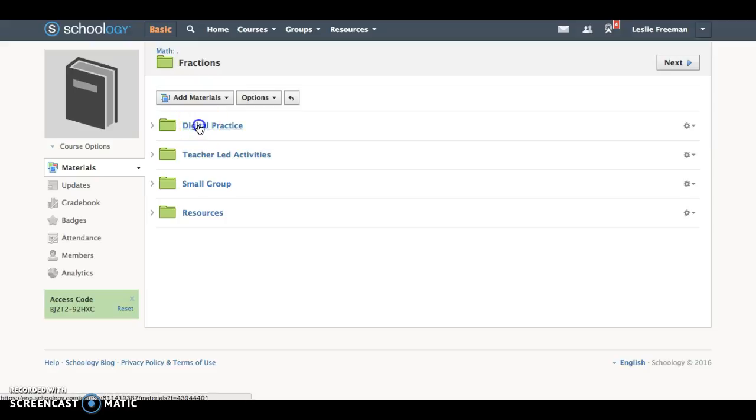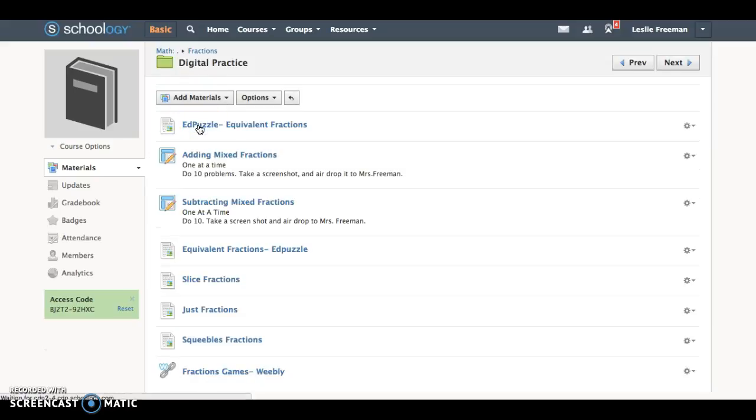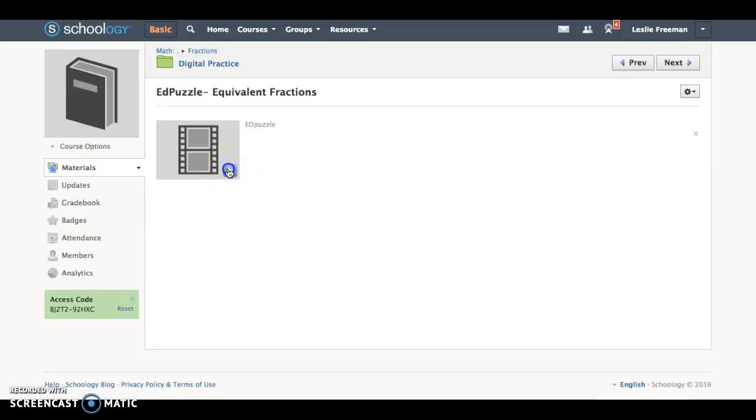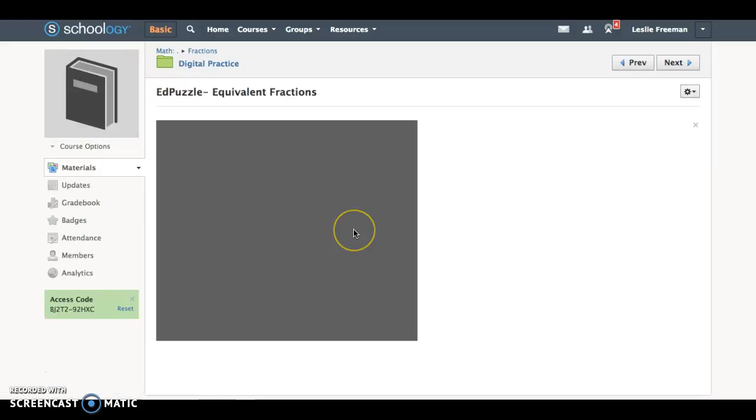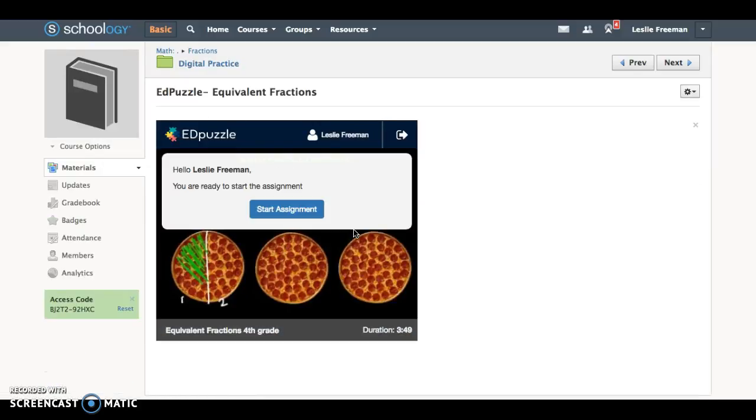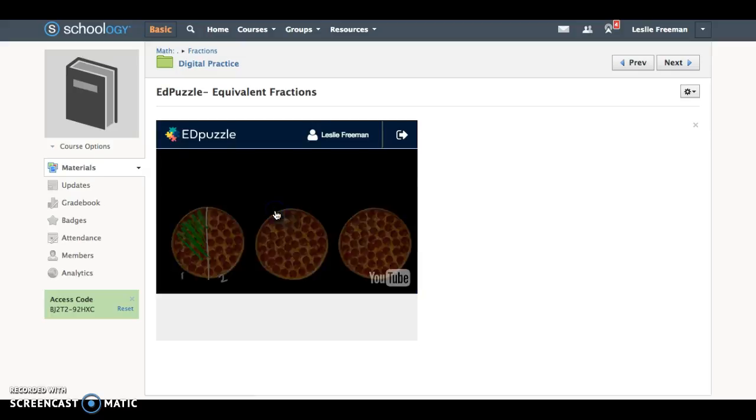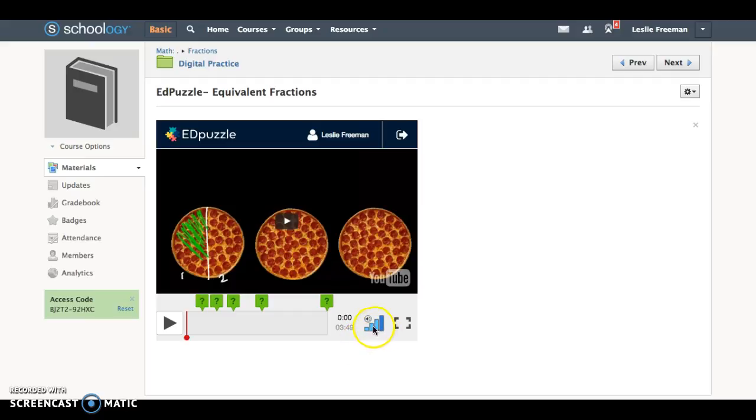Let's look first at digital practice. This is what students will do as they're alone with their Chromebooks. We will be one-to-one with these 4th graders. So these are things that they can do on their own. I've included an Edpuzzle video for them to use, and it goes straight to my Edpuzzle account whenever they are finished. So as they are starting the assignment, there will be lots of questions for them.